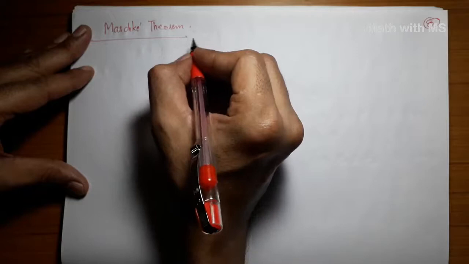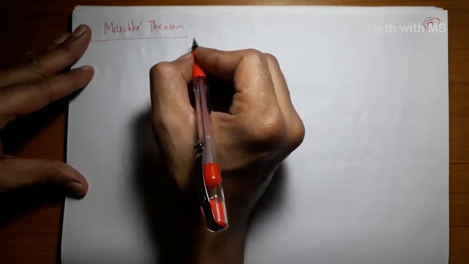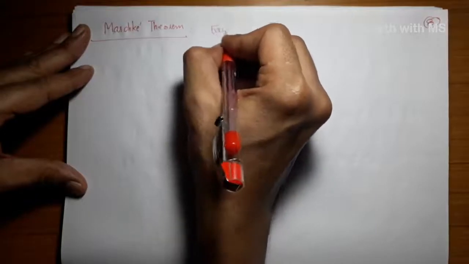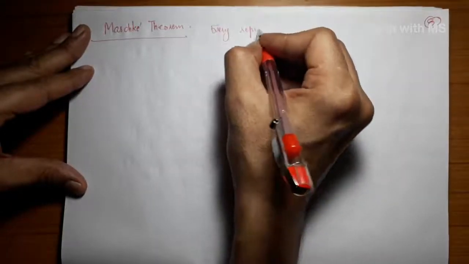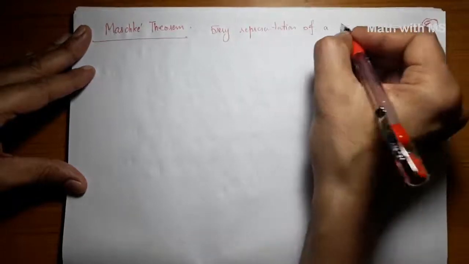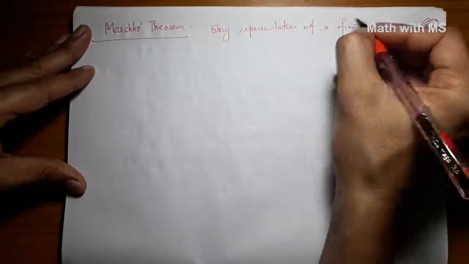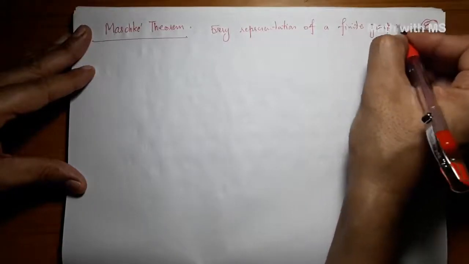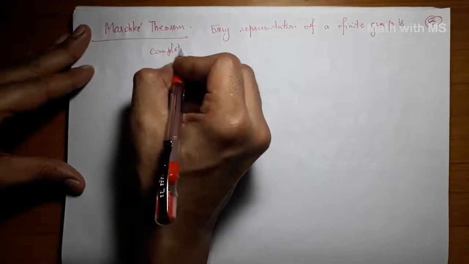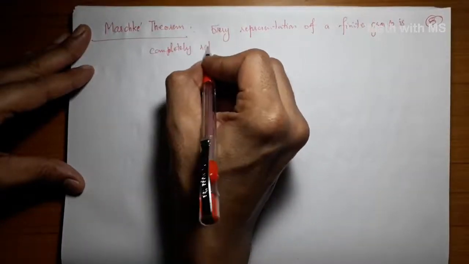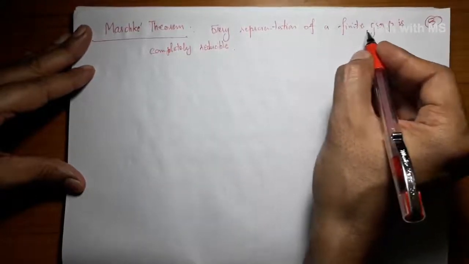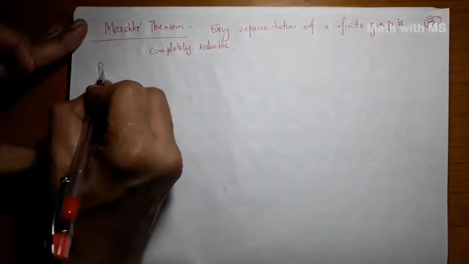As promised in the beginning, I would like to finish with Maschke's theorem. It's a beautiful theorem, and it says that every representation of a finite group is completely reducible. Every representation of a finite group is completely reducible. So let us prove it.